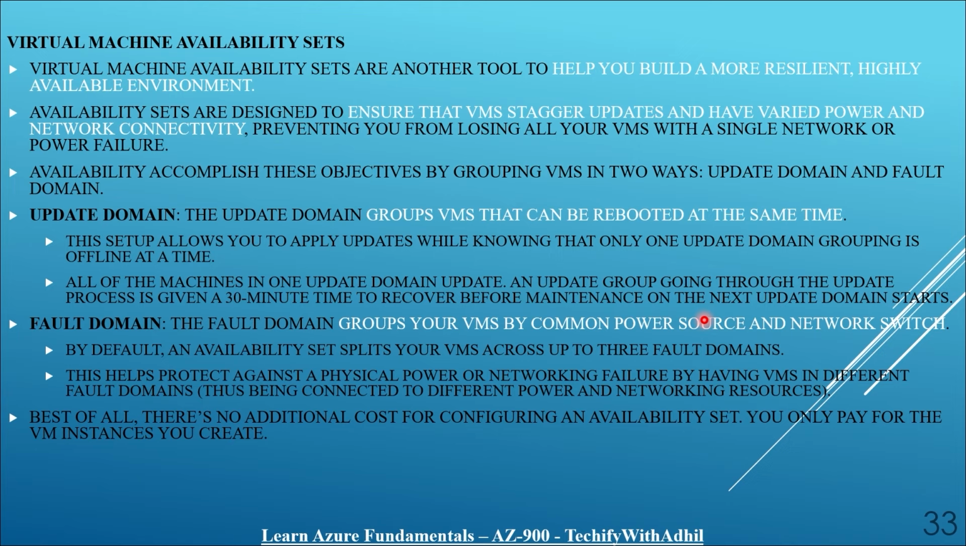The fault domain is for unexpected downtime, like a sudden power failure or a network switch going down. In those kinds of cases, the availability set you assign with the fault domain will handle it. So we need to have update domain and also fault domain, for known or scheduled downtime and for unexpected downtime. The best of all is there's no additional cost for configuring any availability set. You only pay for the VM instances you create. So you don't need to pay additional cost for the availability set. Availability set is also one of the important topics.